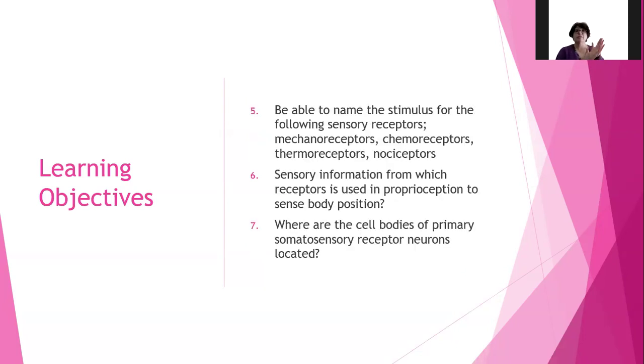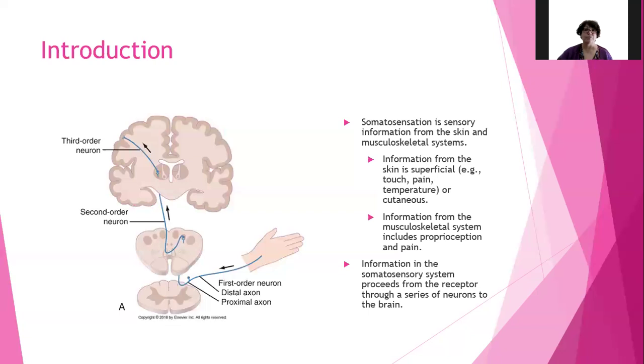We should be able to name the stimulus for mechanoreceptors, chemoreceptors, thermoreceptors, and nociceptors. Some of those you might be able to just guess from the name of them what type of information they receive. And sensory information is used for proprioception to sense body position, and there are lots of different receptors that contribute to our proprioception. And then where are the cell bodies of primary somatosensory receptor neurons located? And we'll talk about the anatomy of that.